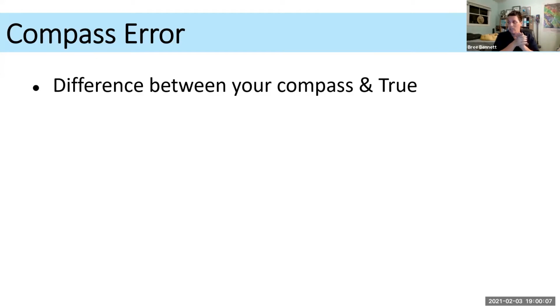For those taking Coast Guard exams, you might get into gyro error as well, but probably not. So we're going to talk about magnetic compasses versus true. Those are going to be different values, and we want to know what the difference is.